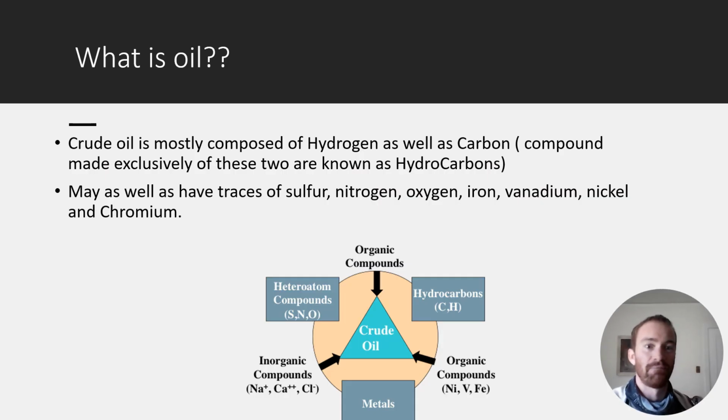Now let's cover what is oil. Well, crude oil is composed of hydrogen as well as carbon. Compounds of just these two elements are known as hydrocarbons. Within oil, there's also extremely small traces of sulfur, nitrogen, oxygen, iron, as well as a few other elements.